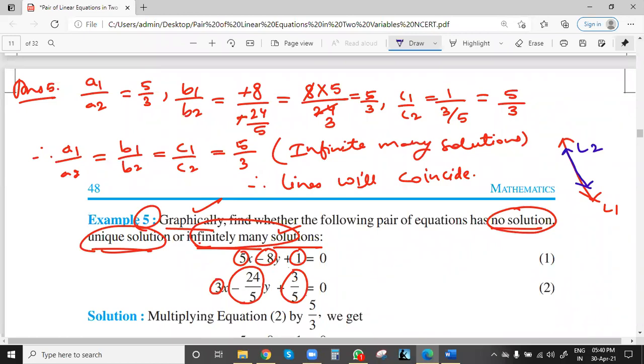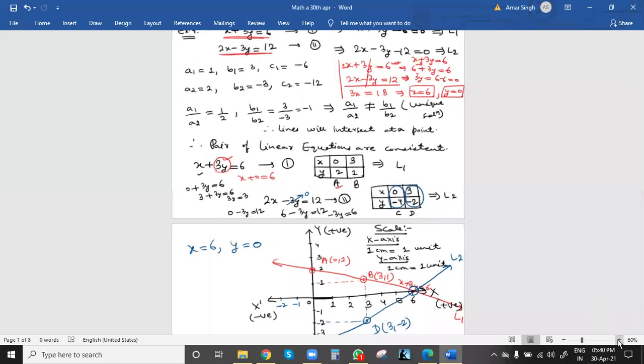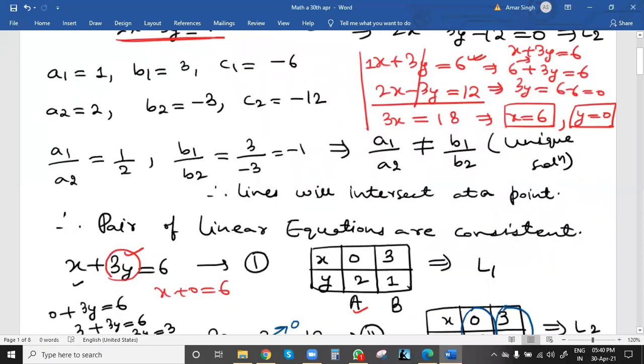So you can draw. Otherwise, let me try. We can draw quickly as soon as possible. 5x minus 8y plus 1. Okay. See. Let me quickly draw for all of you.